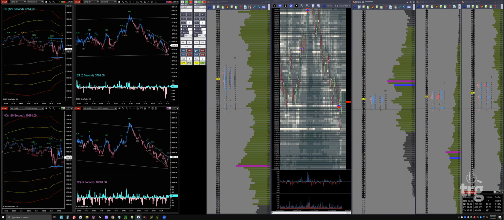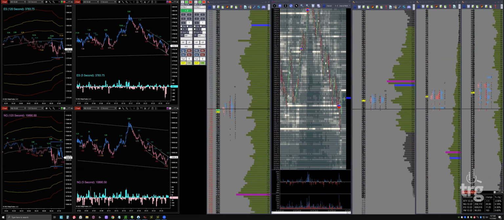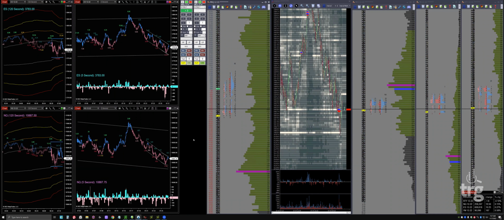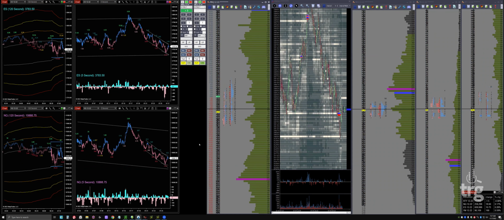Okay, here's what we're going to do. We're going to put you long NQ at 91 with a 3 lot, 90.75 with a 3 lot. It's trading 88 right now, so just a little push. Wait, what? 90.75 in NQ.